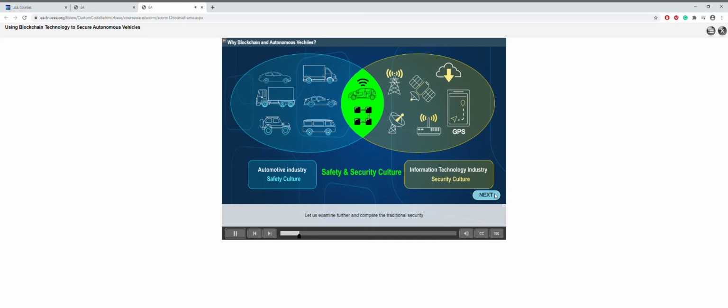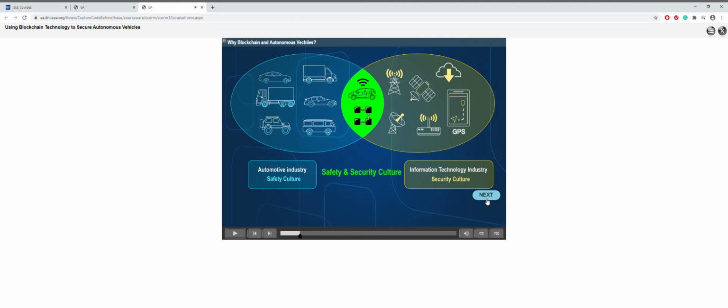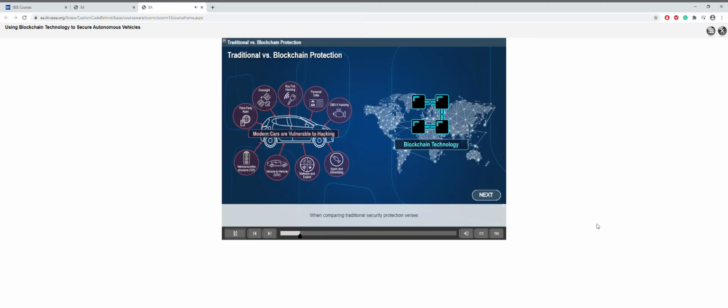Let us examine further and compare the traditional security offered by the information technology industry as compared to the new blockchain solution. When comparing traditional security protection versus blockchain technology protection, there are numerous characteristics that we must explain in order to understand the true value that blockchain technology has to offer. Let us compare the two.